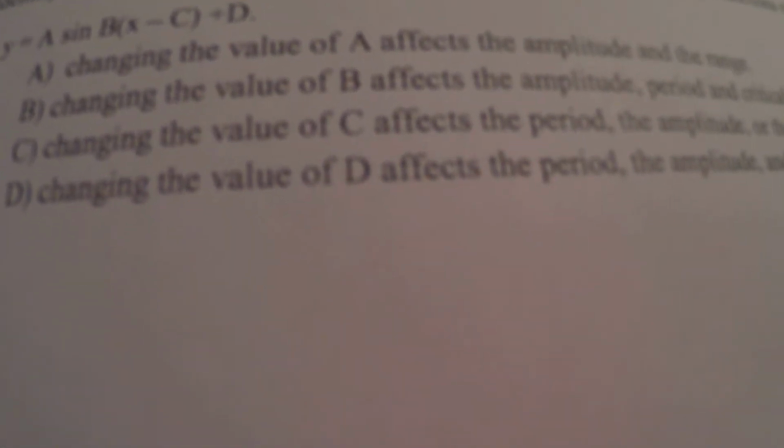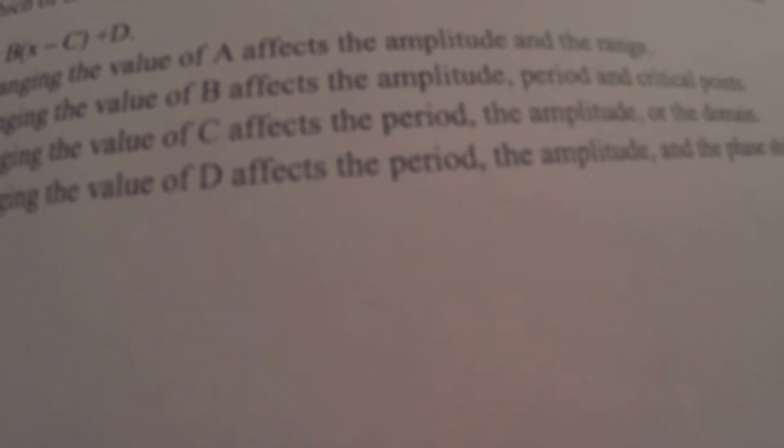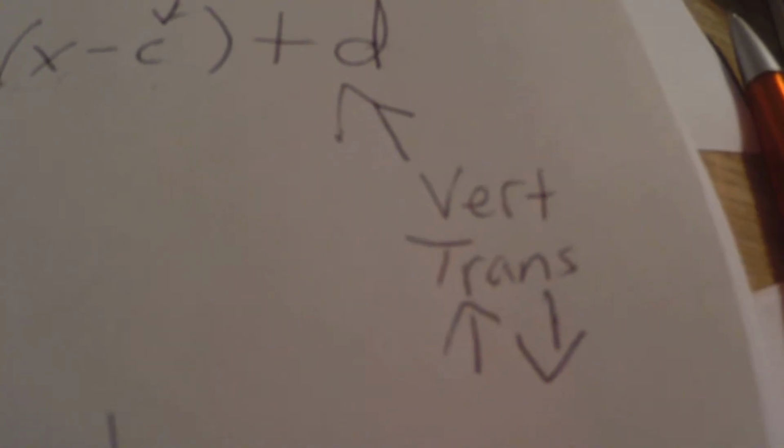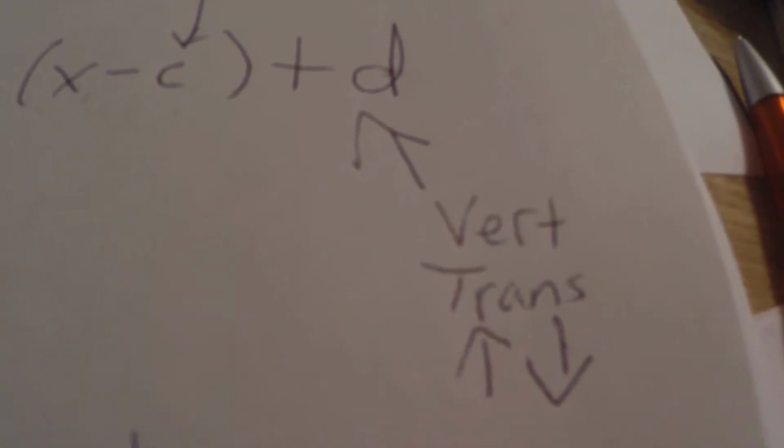And then D says changing the value of D. It's funny, D says changing the value of D affects the period. Well, no, the D value is not going to affect the period. The D value is going to affect the vertical values. Okay, so it's not going to affect the period. Period is a horizontal value, so that doesn't make any sense. And the only answer choice that does make sense is answer choice A, as in apples.